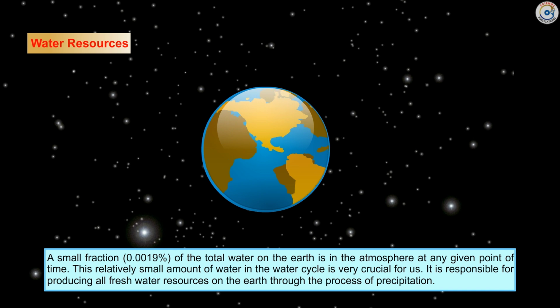A small fraction, 0.0019% of the total water on the earth is in the atmosphere at any given point of time. This relatively small amount of water in the water cycle is very crucial for us. It is responsible for producing all fresh water resources on the earth through the process of precipitation.